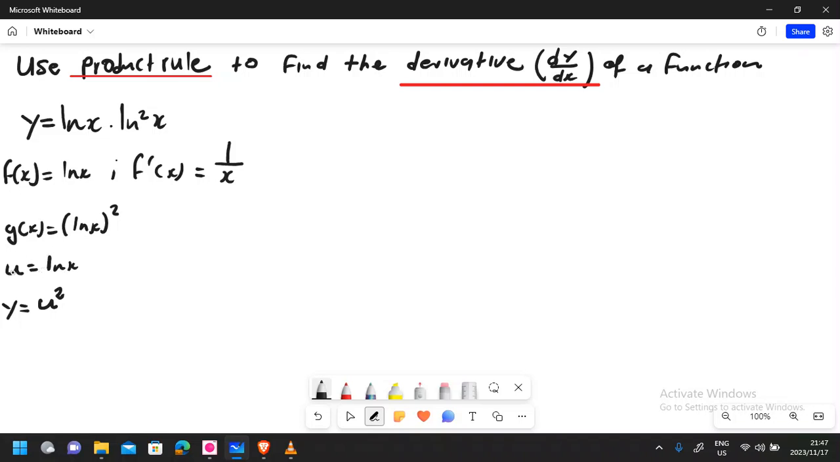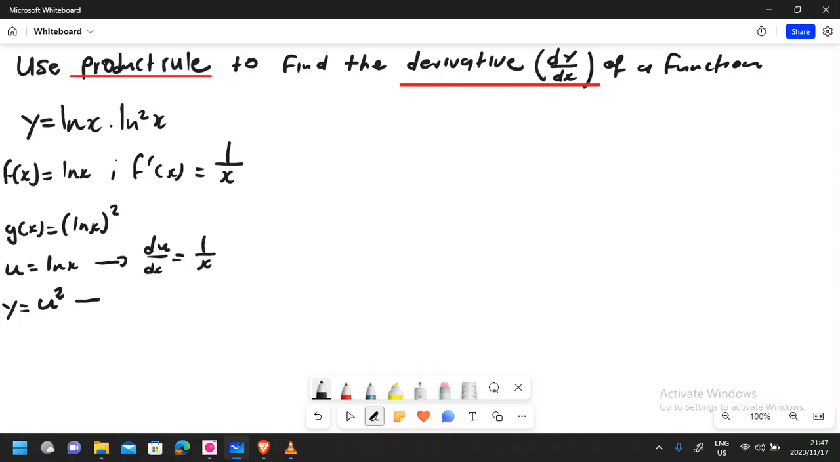And then you differentiate both of them. Let's start with u. When you differentiate u in terms of x, it's going to be du over dx, and this is going to equal 1 over x. So this one, no problem, we are fine.